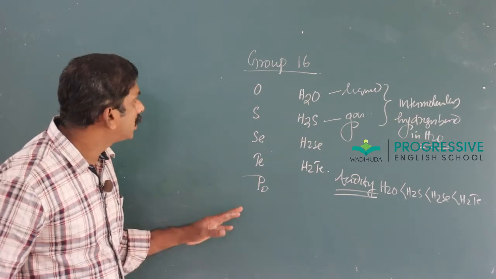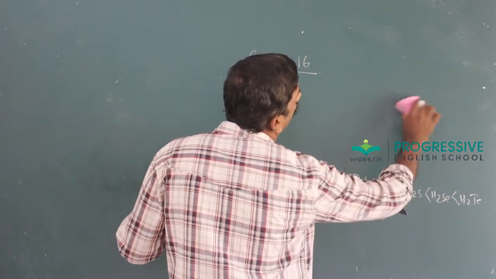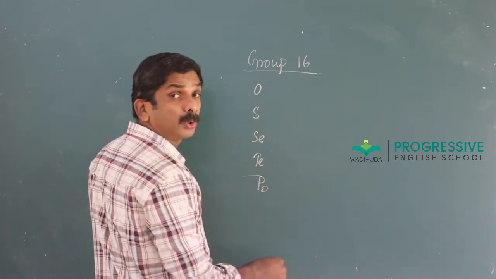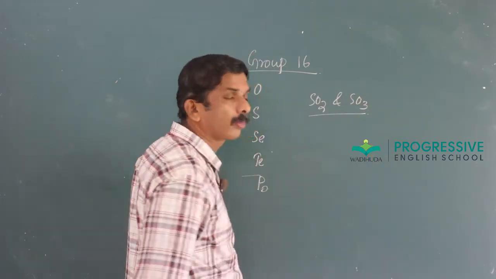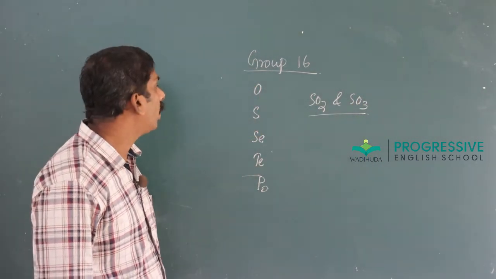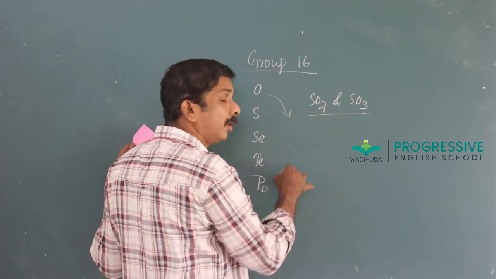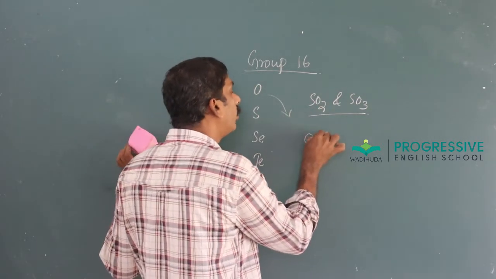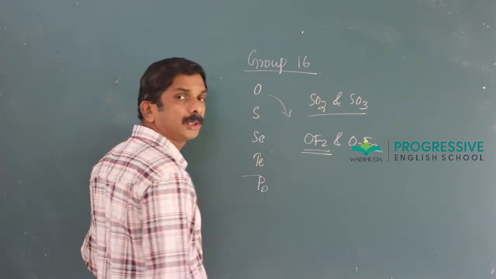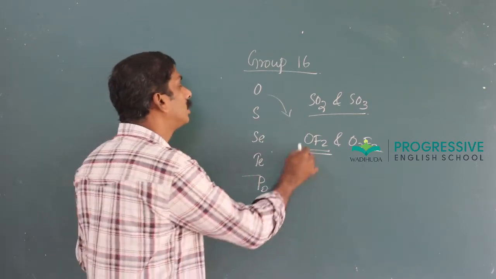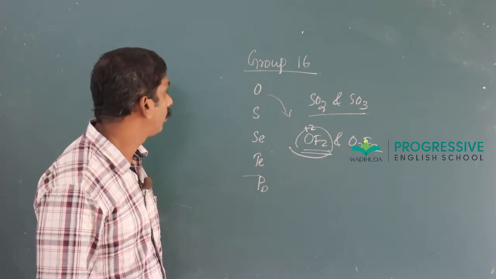All these elements combine with oxygen and form oxides. Sulfur mainly forms two types of oxide, one is dioxide and the other is trioxide. Also with halogens, they form different types of halides. Oxygen combines with fluorine, because fluorine is more electronegative, to form OF2 and O2F2. Among these, OF2 is stable. Only in OF2 oxygen shows a +2 oxidation state. Only this is stable at 298 Kelvin.